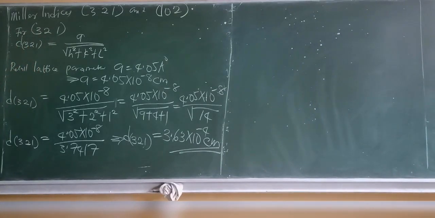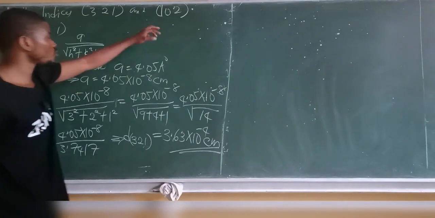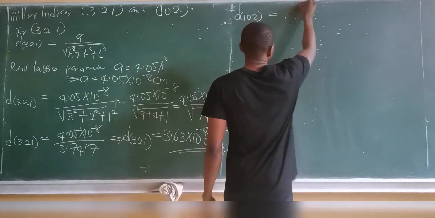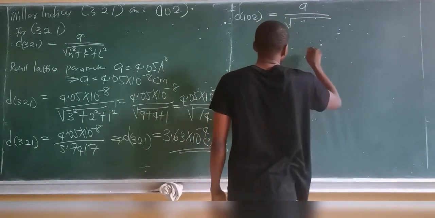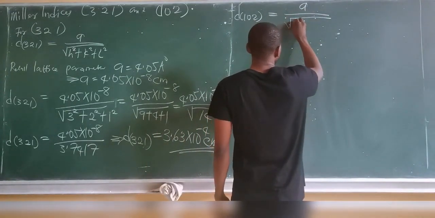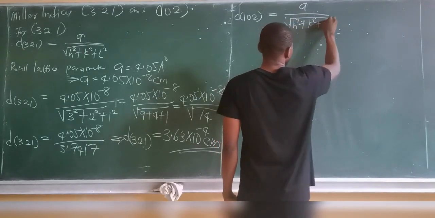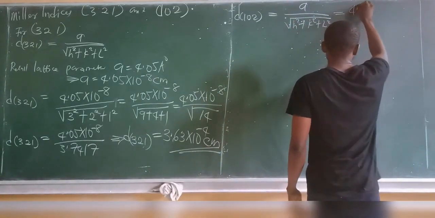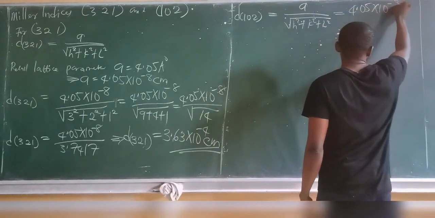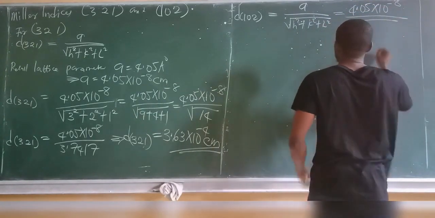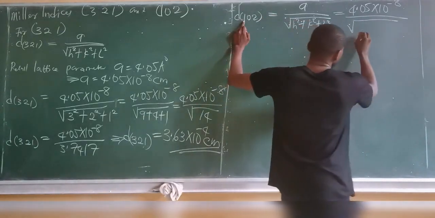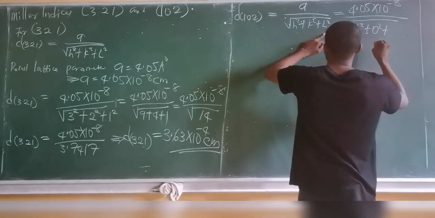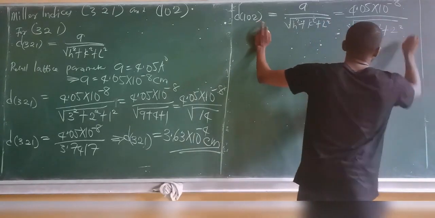Next, we find the interplanar distance for the second plane, which is the 102 plane. Same thing. d(102) is equal to the lattice constant over the square root of the sum of the squares of the plane, h squared plus k squared plus l squared. The lattice parameter remains 4.05 by 10 to the power of minus 8, over the square root of 1 squared plus k squared, where k here is 0, 0 squared, plus l squared, where l here is 2, 2 squared.